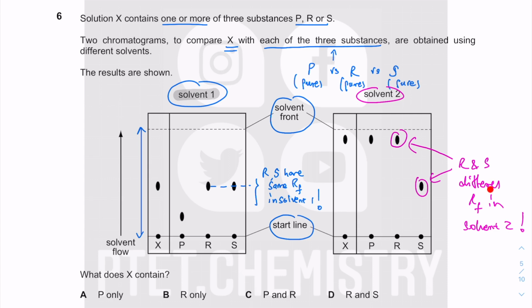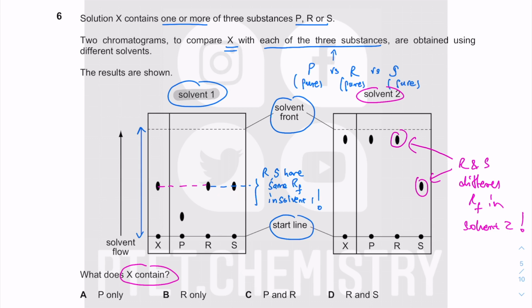But this question is not asking you on that. It's particularly asking you, what does X contain? So X is this substance. We can see that they move the same particular distance in this solvent 1. So X contains R or S. Okay, X contains R or S.